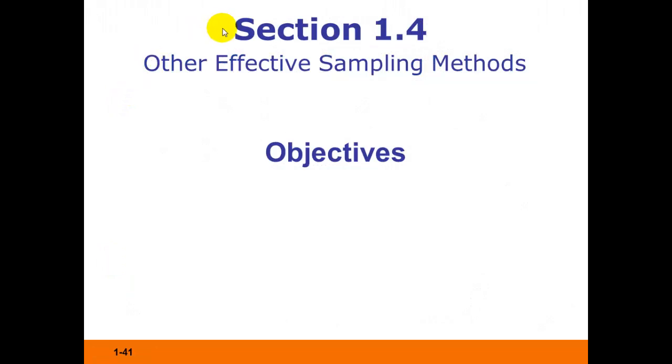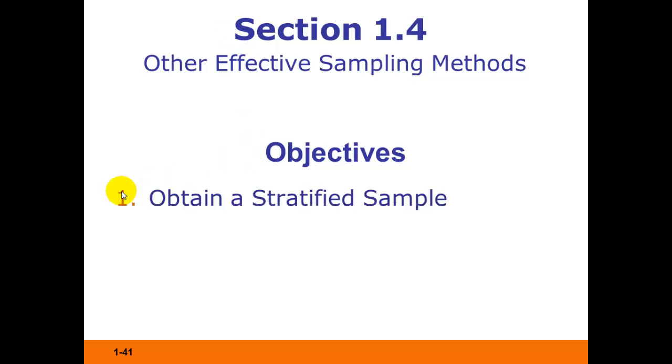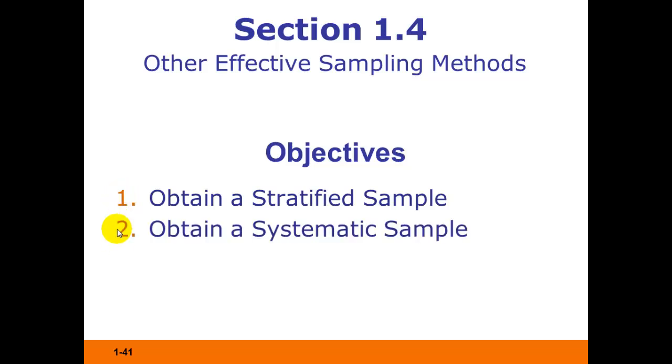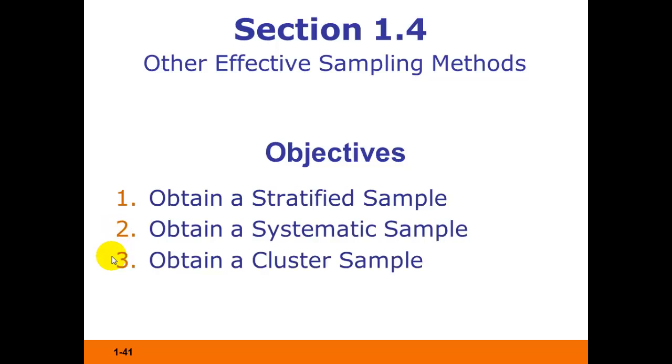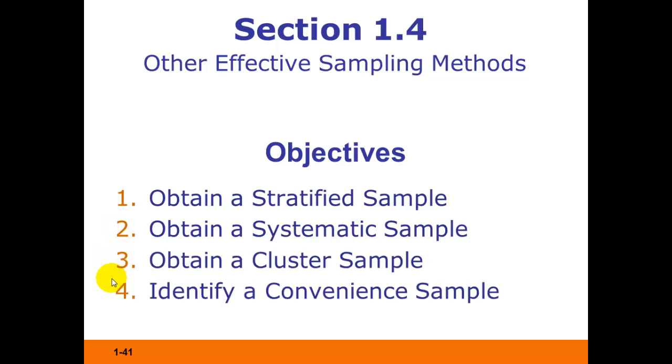The next section talks about other effective sampling methods. So the objectives in this section are 1, to obtain a stratified sample, 2, to obtain a systematic sample, 3, to obtain a cluster sample, and 4, to identify a convenience sample.